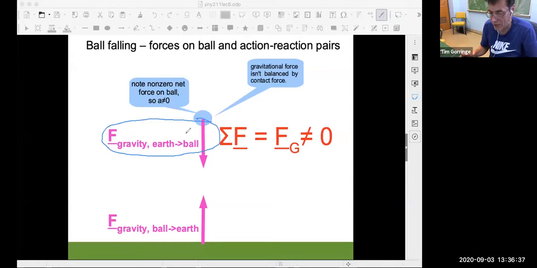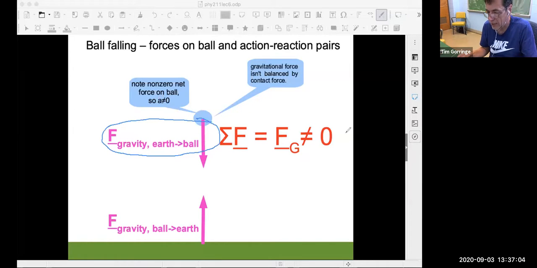Now this is interesting. When I was holding the ball, there was this perfect balance between my contact force and the gravitational force. That meant that the net force was zero and the ball stayed in my hand. But now my contact force has gone away. There's still the gravitational force, though, so I've got a net force on the ball. It's due to the gravitational force.